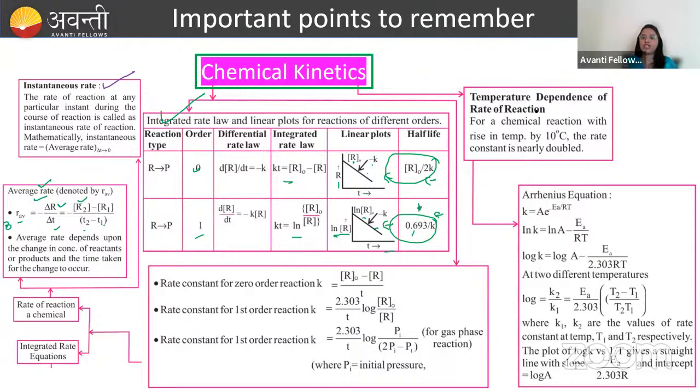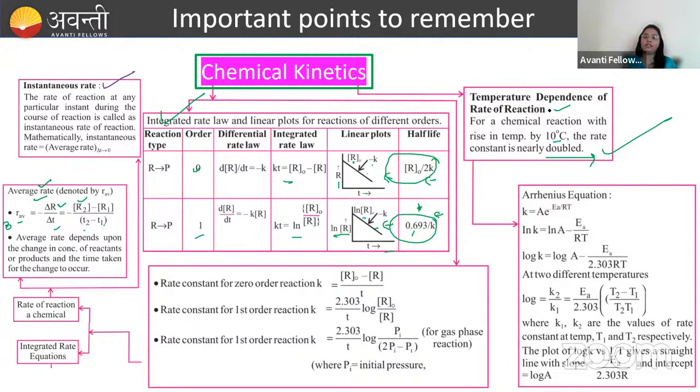Next, what is the temperature dependence of the rate of reaction? For any chemical reaction which is occurring, if there is a rise of 10 degrees Celsius, then the rate of the reaction or the rate constant is increased by double. So the rate constant is doubled. This is very, very important.